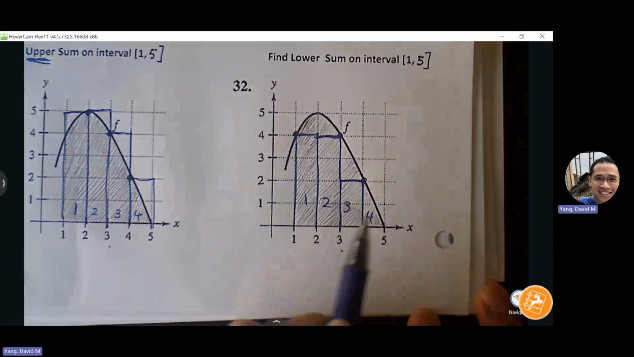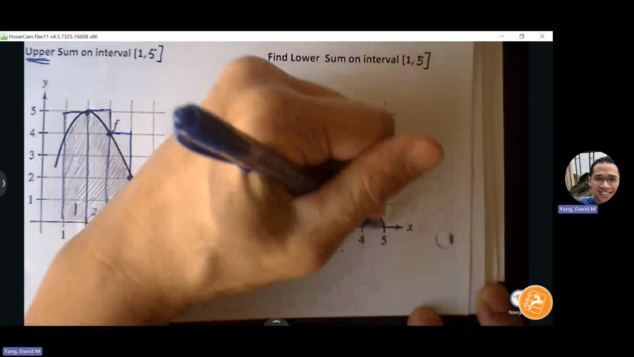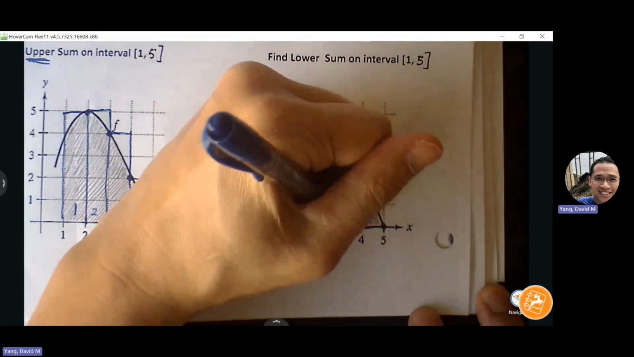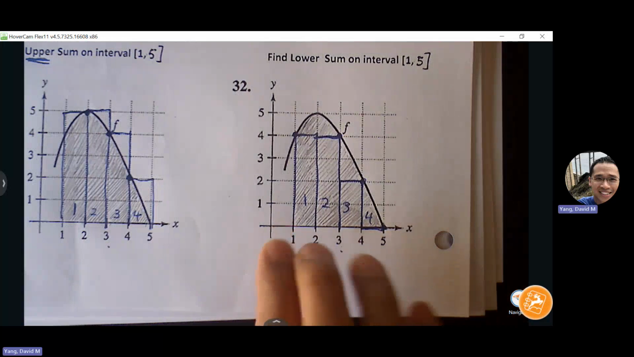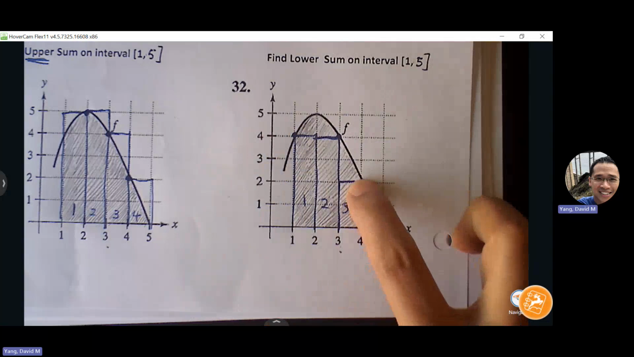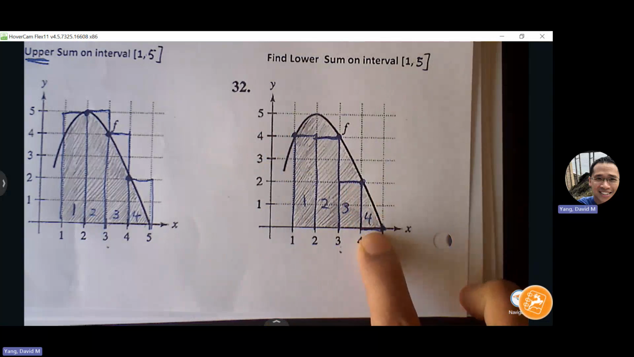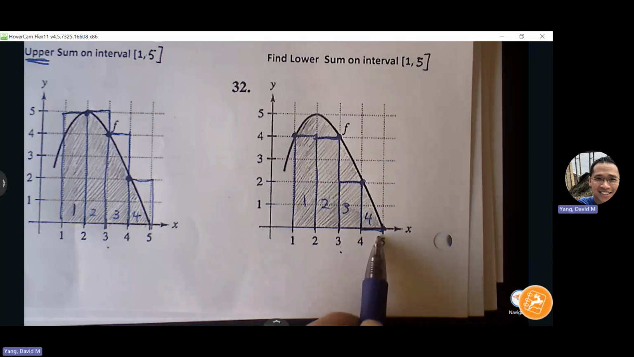Now this one is a little bit strange. Between 4 and 5, which one is lower? 5. So that means for the fourth rectangle, it's just going to be 0 because the height is 0. You're basically having to rely on 3 rectangles to get the lower sum, because I can't pick this one; it would be up higher, so I'm choosing that to be 0. 1 times 0 for that fourth one.